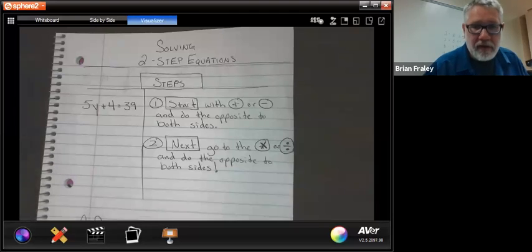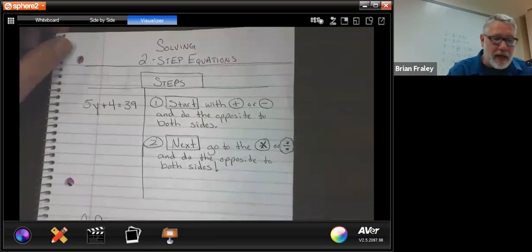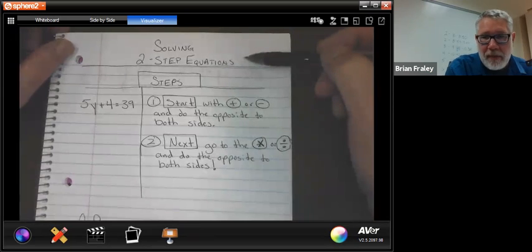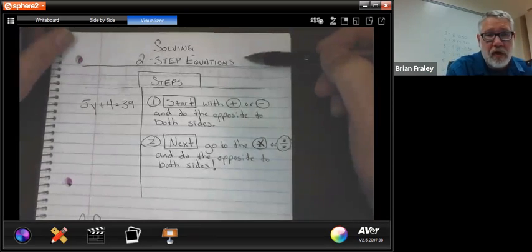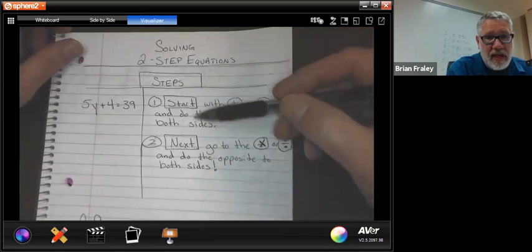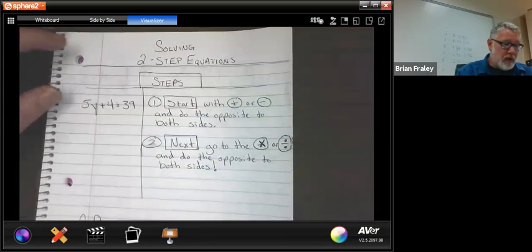Hey guys, today we're going to do a quick mini lesson revisit on something we did last year in seventh grade, which is solving two-step equations. Okay, we need this in order to make sure we can do our eighth grade work. So what I did is I wrote the steps down, and there's two simple steps, and I've got an example here we're going to work on.